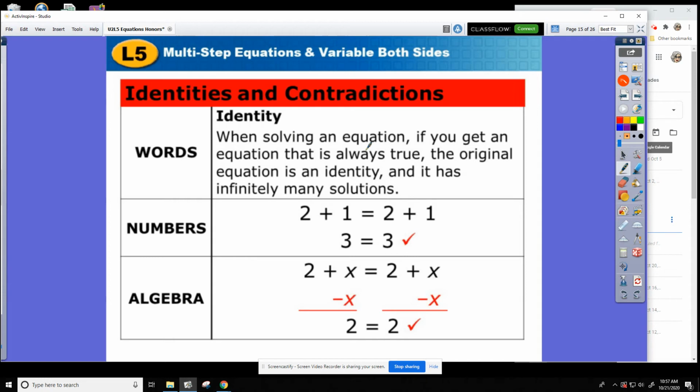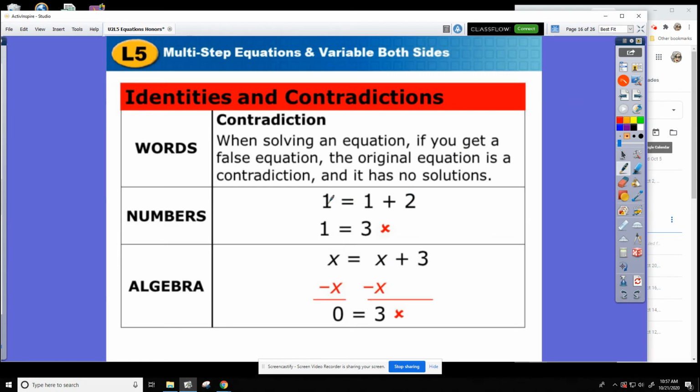So when solving an equation, you go through and you get something like this, 3 equals 3. In algebra, you have the same number of x's on both sides. You get the same thing equal to itself. You could tell right here it's an identity because both sides of the equal have the same thing. So this is an identity.